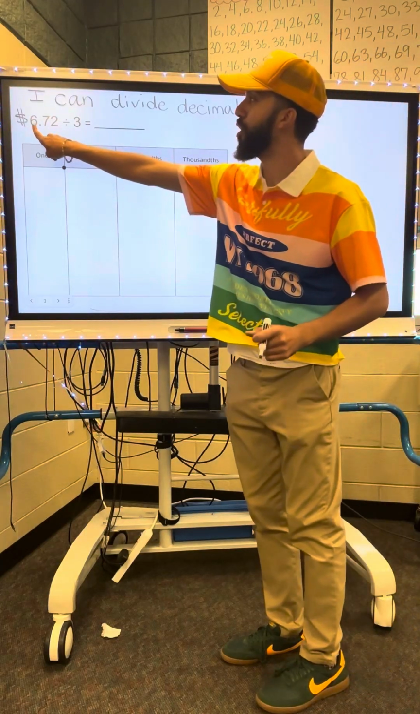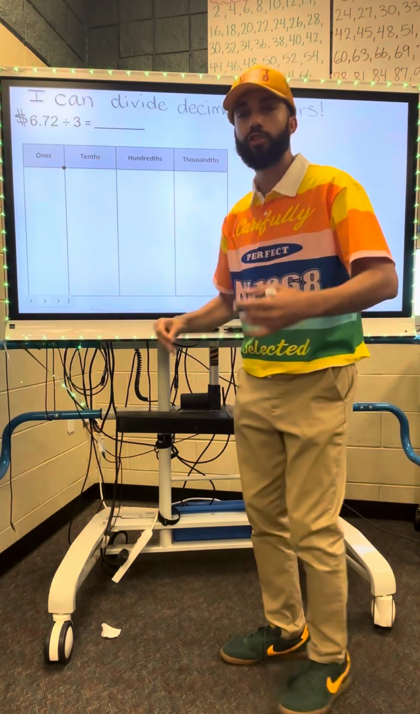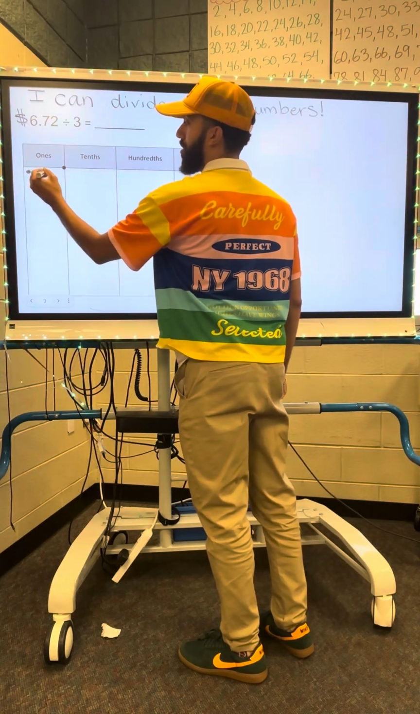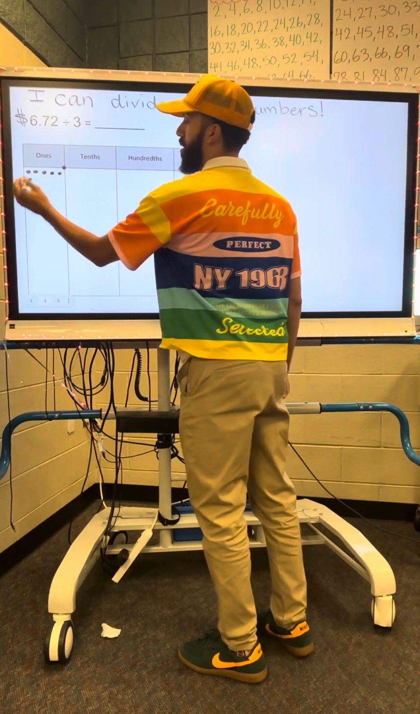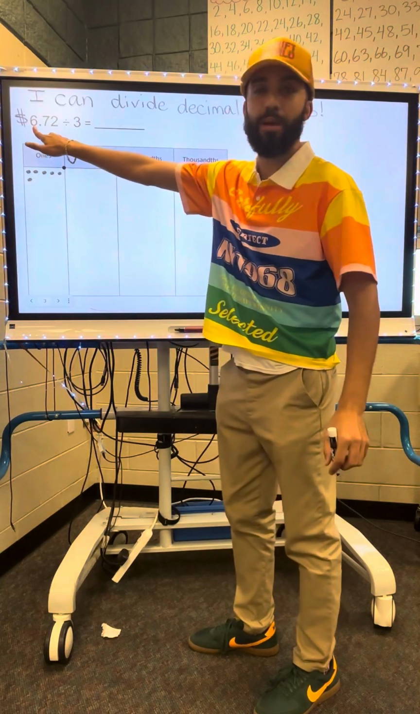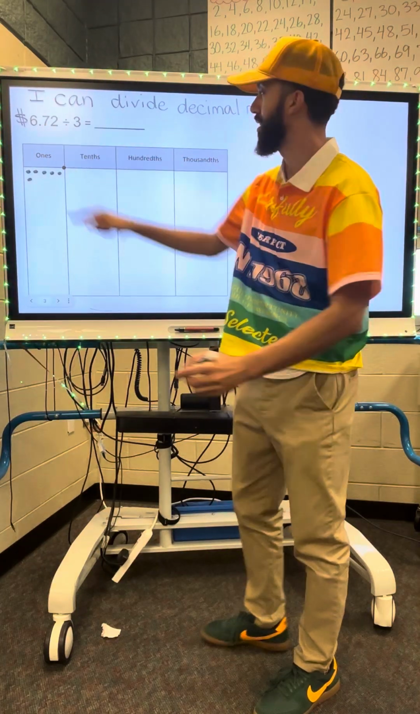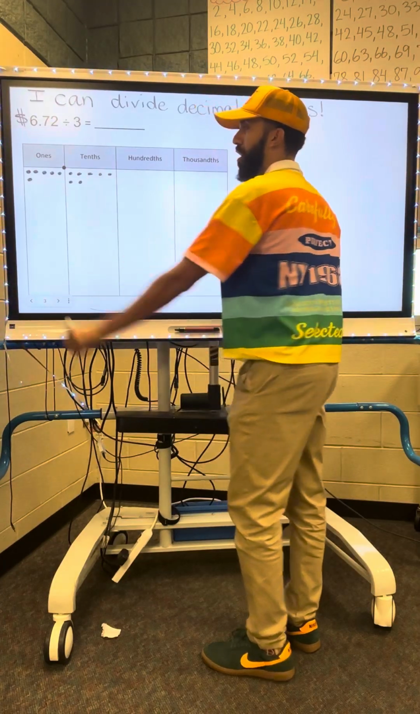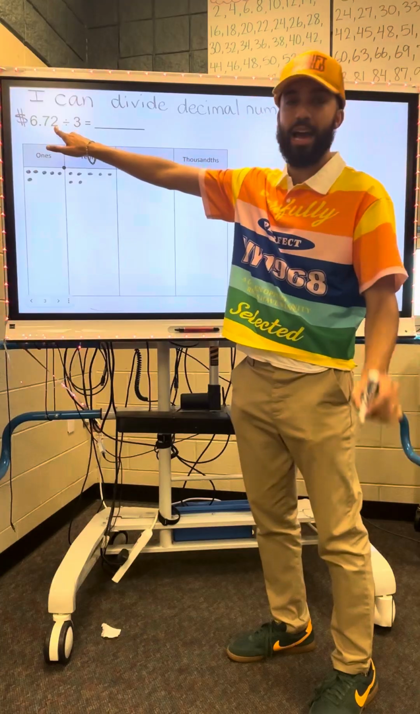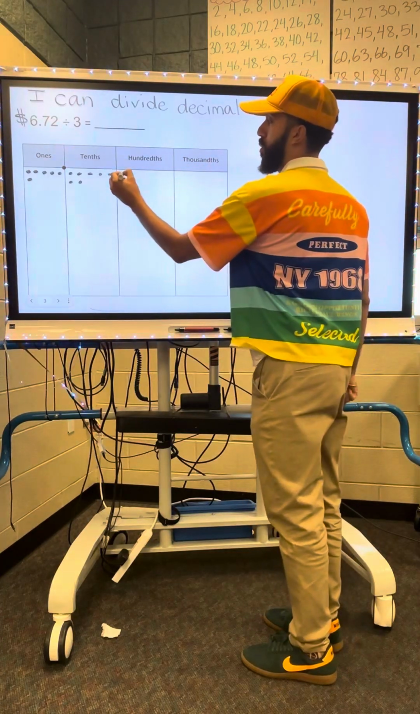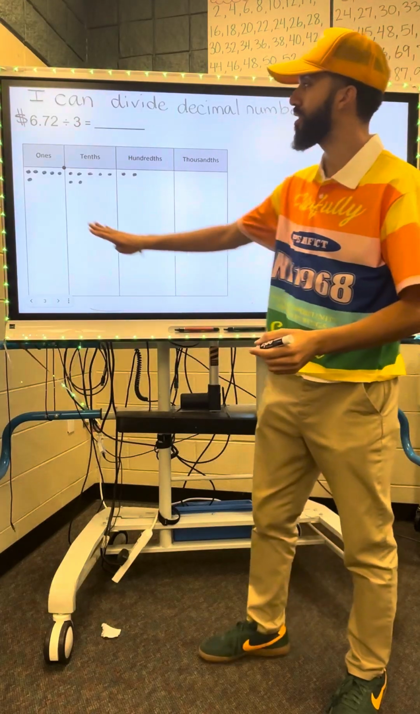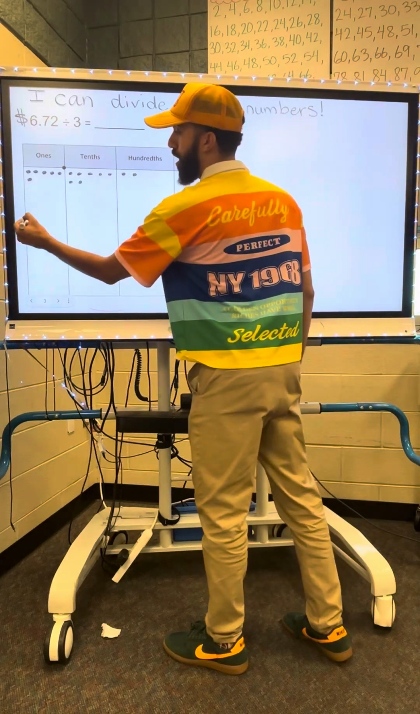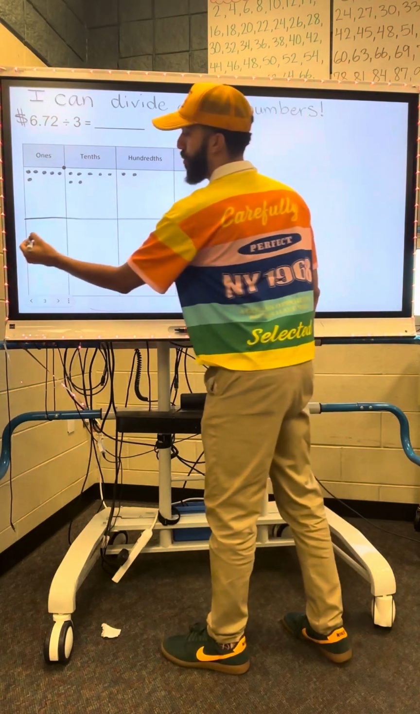So first things first, I notice I have 6 ones. So I'm going to use place value discs to show that. And I'm going to drop in 6 ones. All right, I have my 6 ones, and then I move over 7 tenths, and I do the same thing. There are my 7 tenths, and lastly, I have 2 hundredths. 1, 2. And we're gonna divide this into 3 groups.